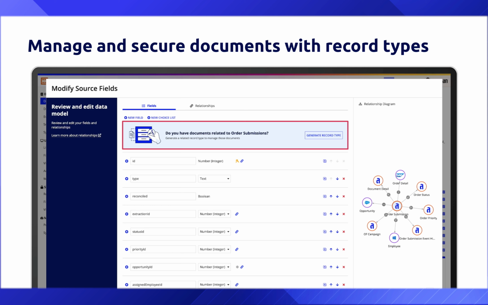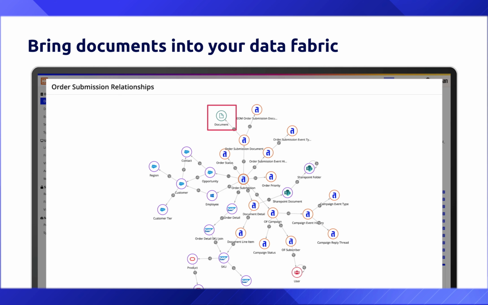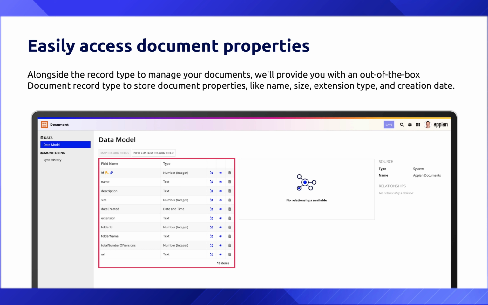To incorporate documents in your data fabric, it's as simple as generating a new document record type or adding a field for the document. Once you add in documents to your data fabric, the same benefits of record types now apply to documents as well. This means you can relate documents to other record types, query information about documents through records, and even have documents inherit security. We've also introduced a new document system record type, which includes properties like name, extension, or size.